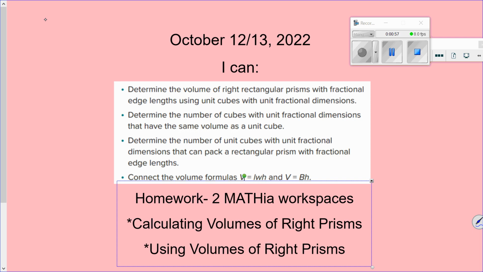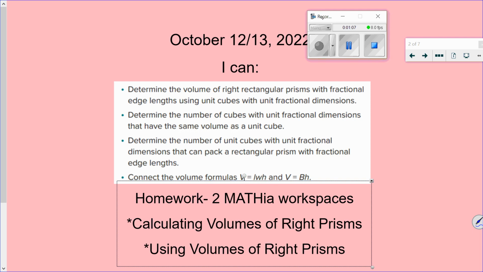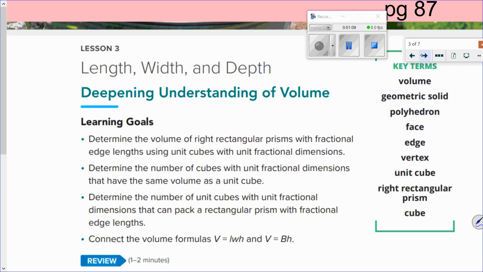Homework tonight, two more math spaces. That means that you guys are going to be up to number 18. You should have 18 finished. Okay? Open up your modules to page 87.